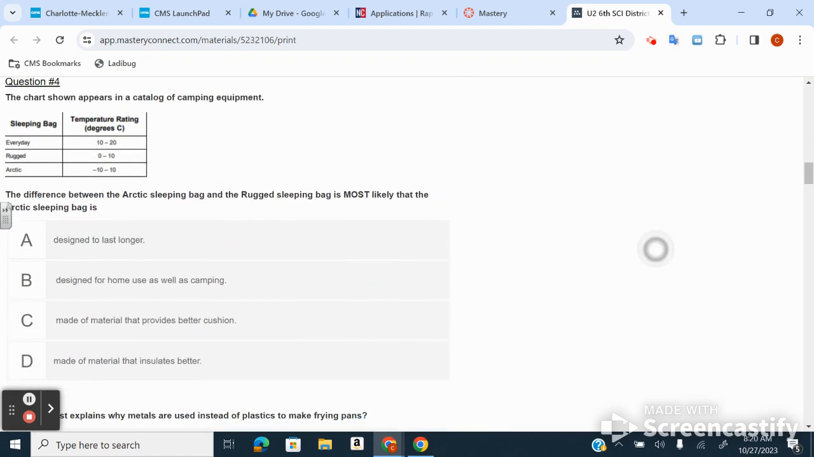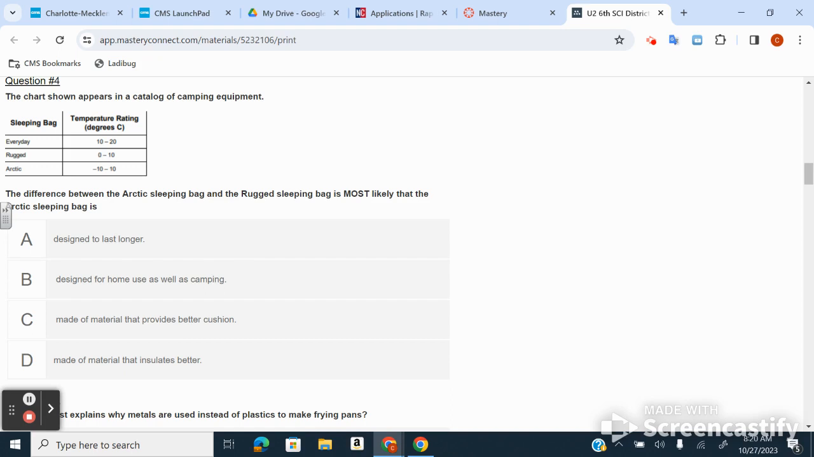Question number 4. The chart shown appears in a catalog of camping equipment. So on the left side, you have your sleeping bag, and on the right side, you have the temperature rating in degrees Celsius. So the everyday sleeping bag, the temperature rating is between 10 and 20 degrees Celsius. The rugged sleeping bag is between 0 and 10 degrees Celsius. And the Arctic sleeping bag, the temperature rating is between negative 10 degrees Celsius and positive 10 degrees Celsius.